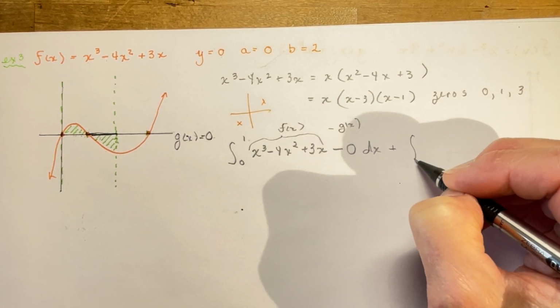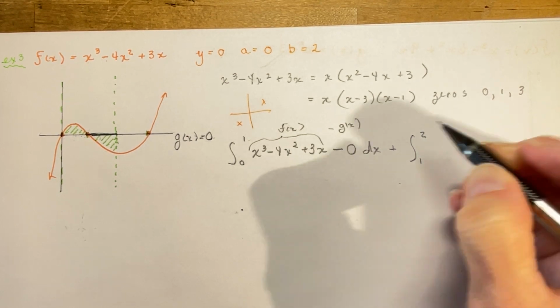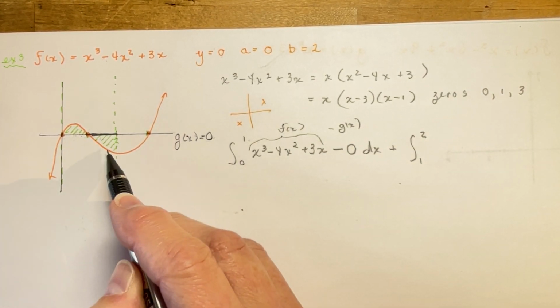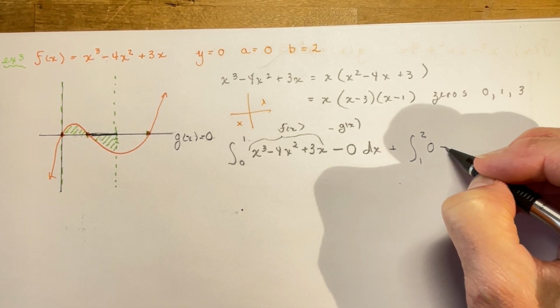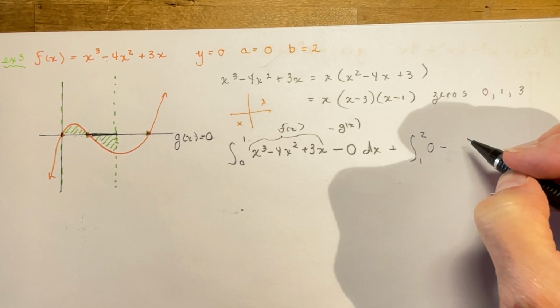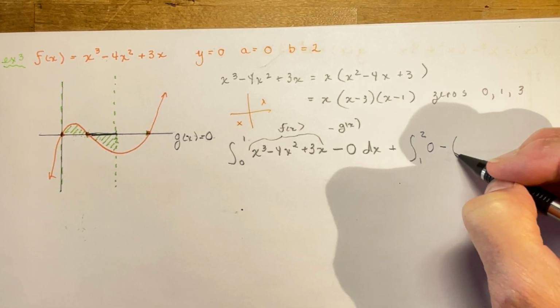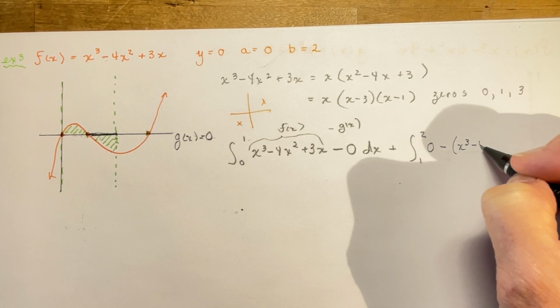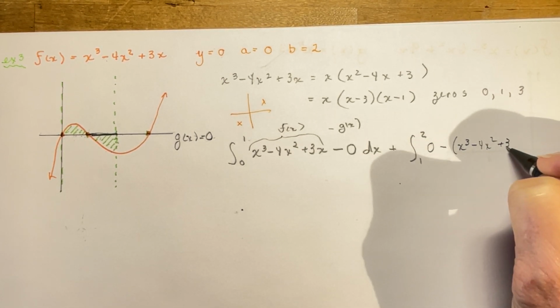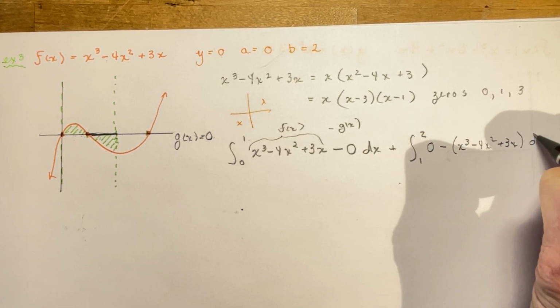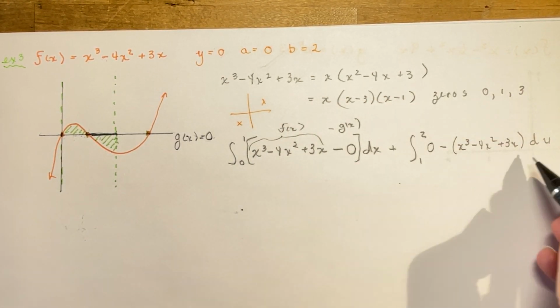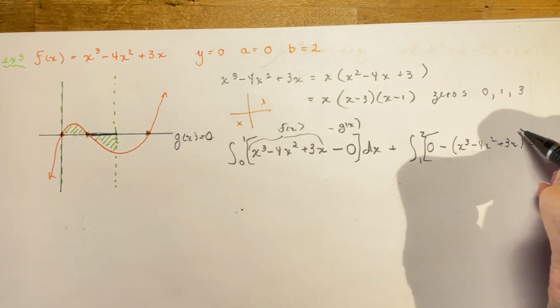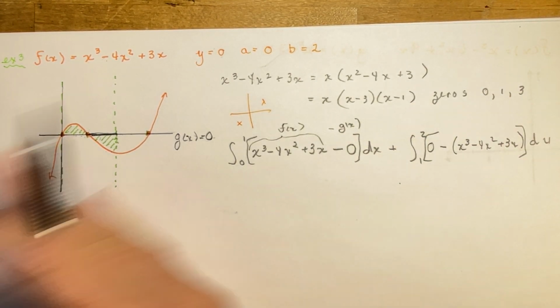So the second one is going to be between 1 and 2. And this time it's going to be 0 minus this one. And I'm going to write that in. It's important because if not, I might make a mistake with my signs, right? So minus this one, x cubed minus 4x squared plus 3x dx. I probably should have a big bracket around this because the dx applies to everything. Let's make it pretty. Okay, so now you're all set to do it.